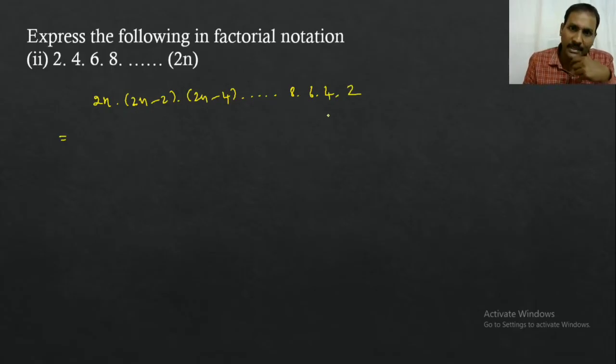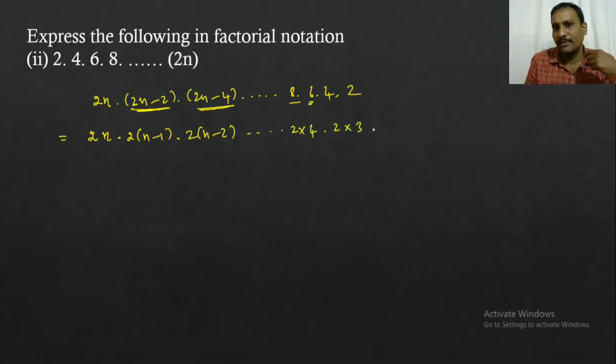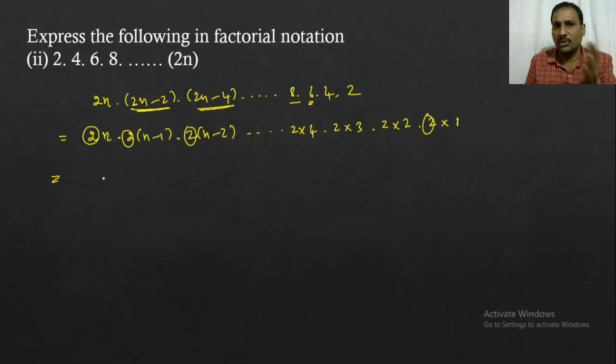From every number, if I take 2 common, it will be like this: 2n. If I take 2 common from the next, 2 into n minus 1. From the next, 2 into n minus 2. The 8 can be written as 2 into 4, 6 as 2 into 3, 4 as 2 into 2, and 2 into 1. So how many 2's are there? 1, 2, 3, up to n. There are n 2's, so 2 into 2 into 2, n times, gives 2 power n.